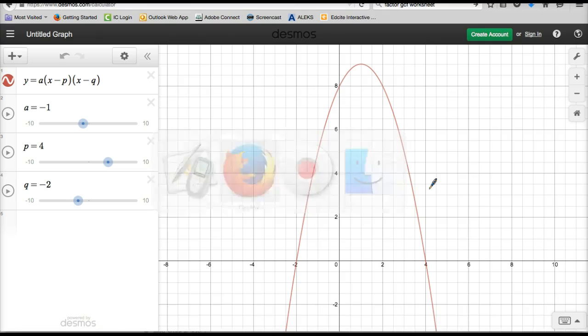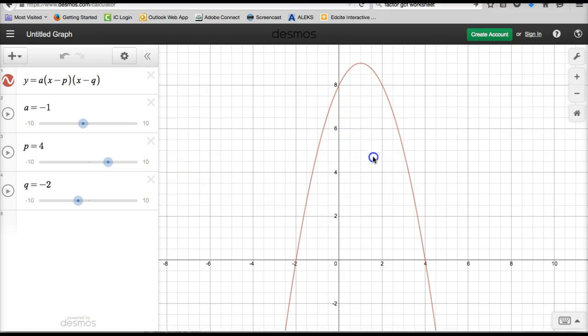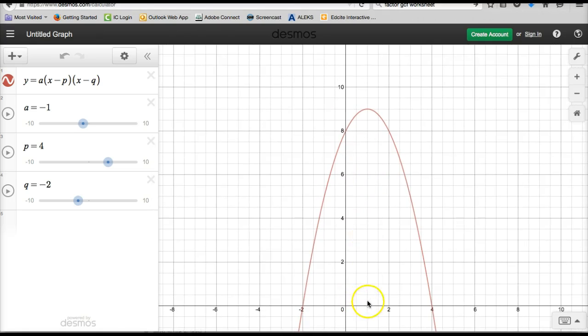Let's go check that. Looks right. 1, 9. Perfect.